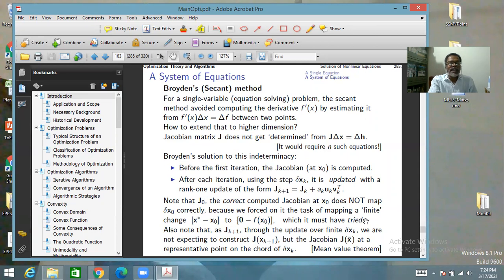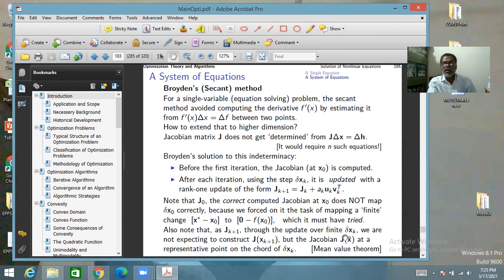And also note that this Jk plus 1, at the end of every iteration, for the next iteration, the Jacobian that we work out by an update of this type, since we are going to work it out on this kind of an update, xk to xk plus 1. So basically, even though we are writing it as Jk plus 1, it will not be the Jacobian, we don't expect it to be the Jacobian at xk plus 1.